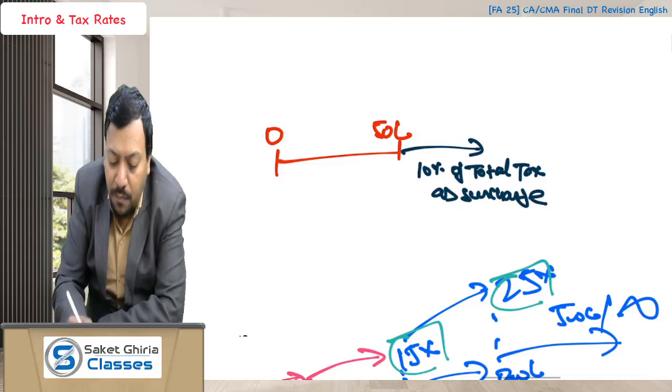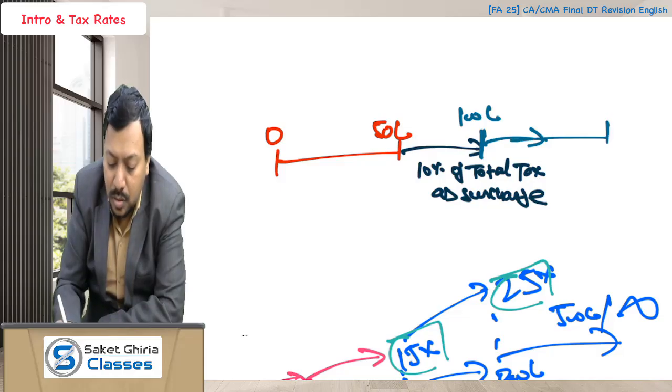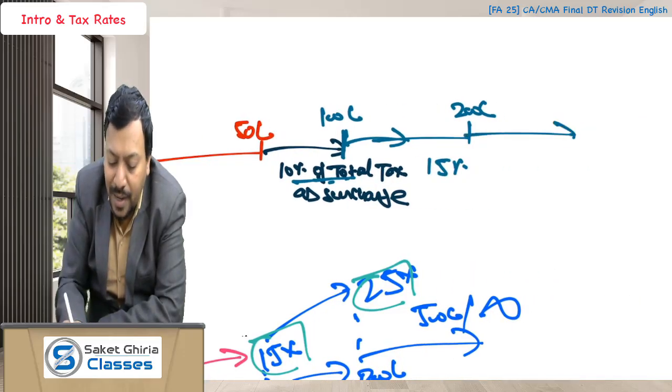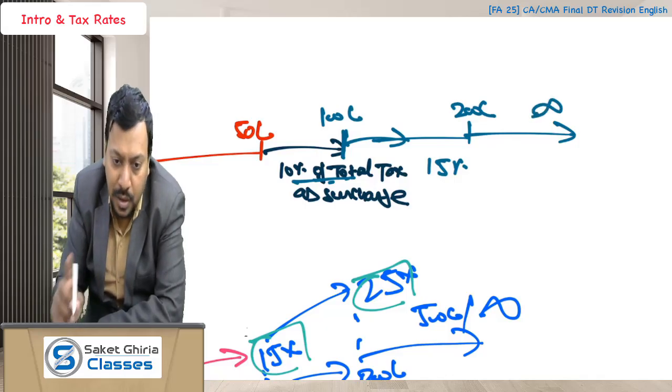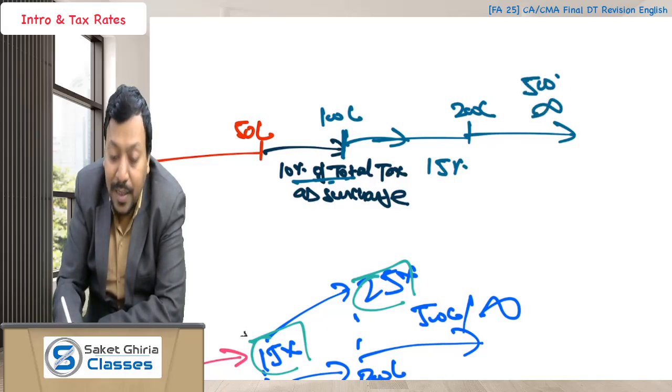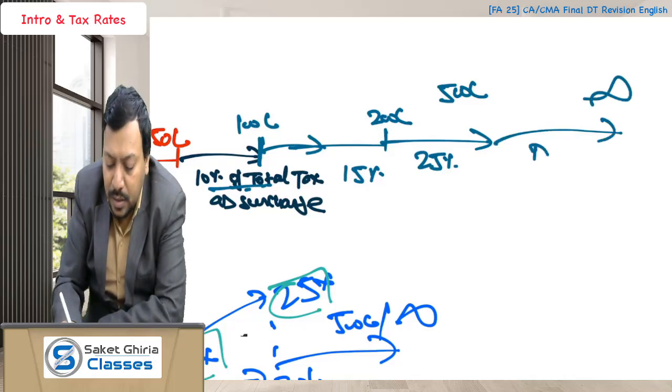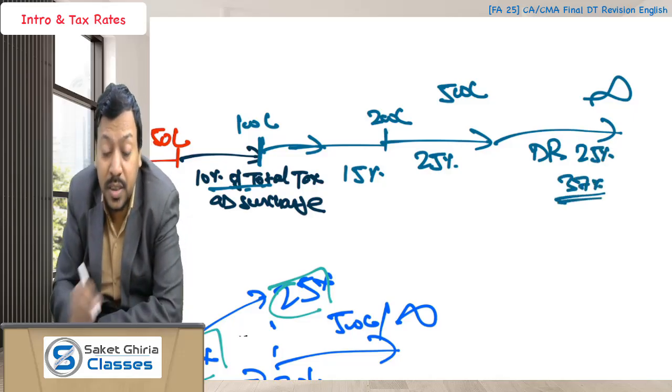Okay. If my income crosses 100 lakh rupees, my surcharge rate increases from 10% to 15%. If my income crosses 200 lakh to infinite in case of the default regime, or 500 lakh in case of the optional regime, I have to pay surcharge of 25%. If my income exceeds 500 lakh to infinite, in the default regime my surcharge rate will be 25%, but in the optional regime my surcharge rate will increase to 37%.